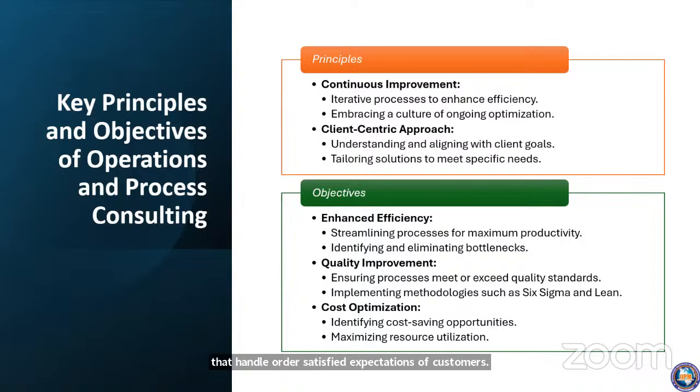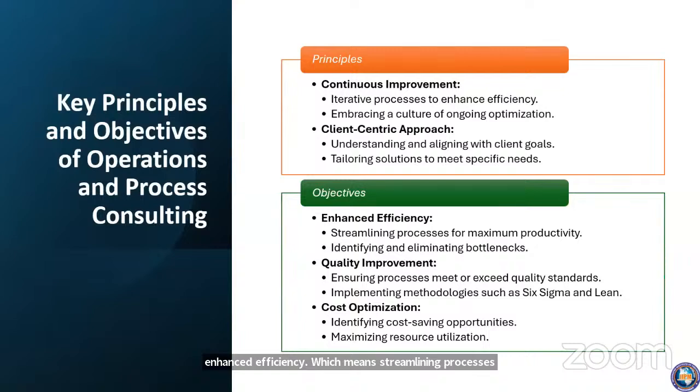Client-centric approach also involves tailoring solutions to meet specific needs. Okay, and of course, we understand that tailoring is an agile approach to meeting customer needs. And of course, tailoring also means that we continuously manipulate, design, and redesign our processes to meet specific needs. Now, the objectives of operations and process consulting: enhanced efficiency, which means streamlining processes for maximum productivity.